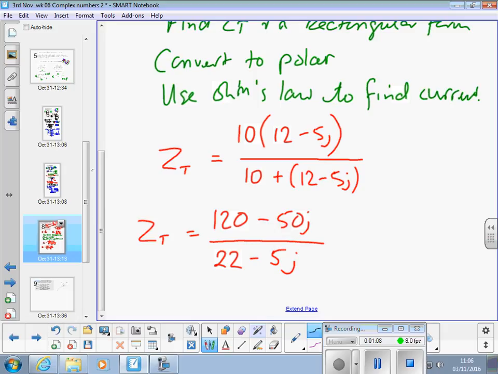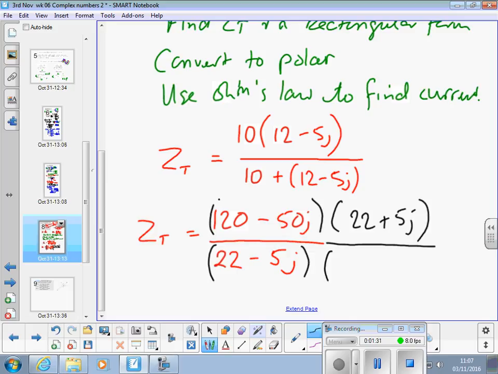Multiply by the complex conjugate. Multiply what by that? Top and bottom. So we've got to do this: brackets 22 plus 5J, 22 plus 5J. Effectively, if you do it to the top and bottom, you're effectively multiplying it by 1.